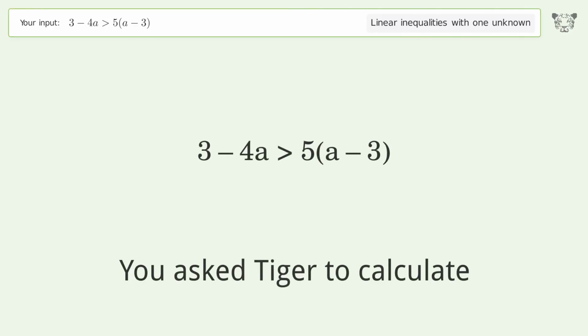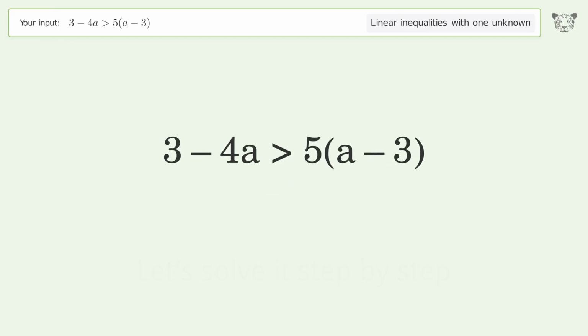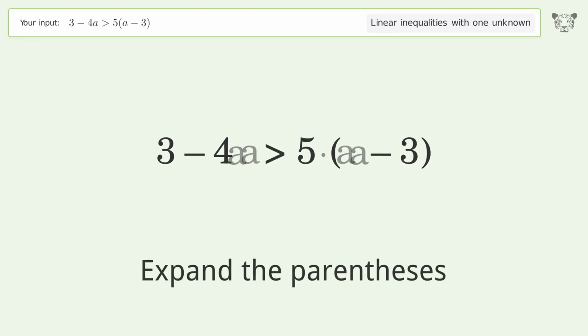You ask Tiger to calculate. This deals with linear inequalities with one unknown. The final result is a smaller than 2. Let's solve it step by step. Simplify the expression. Expand the parentheses.